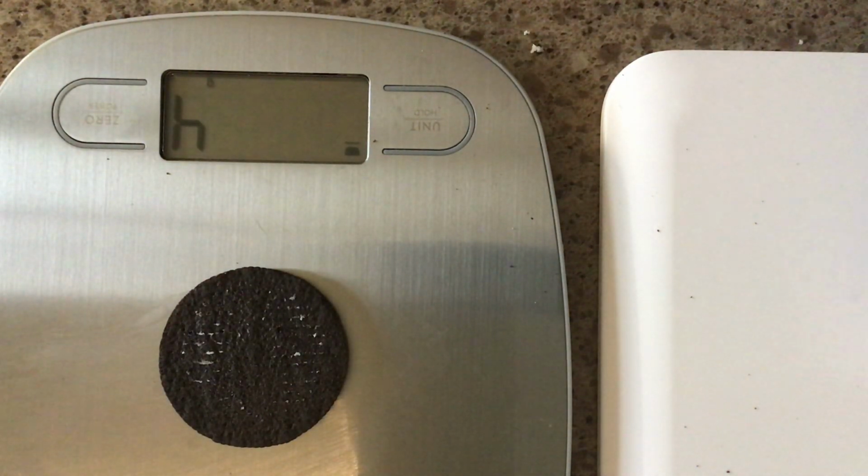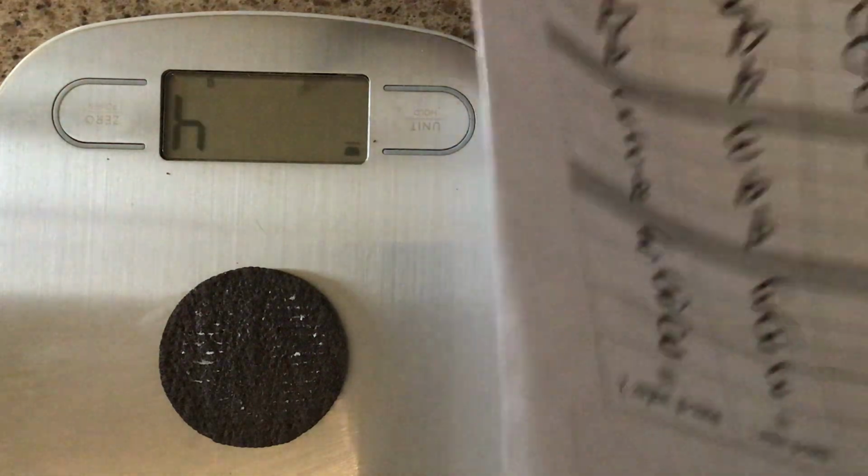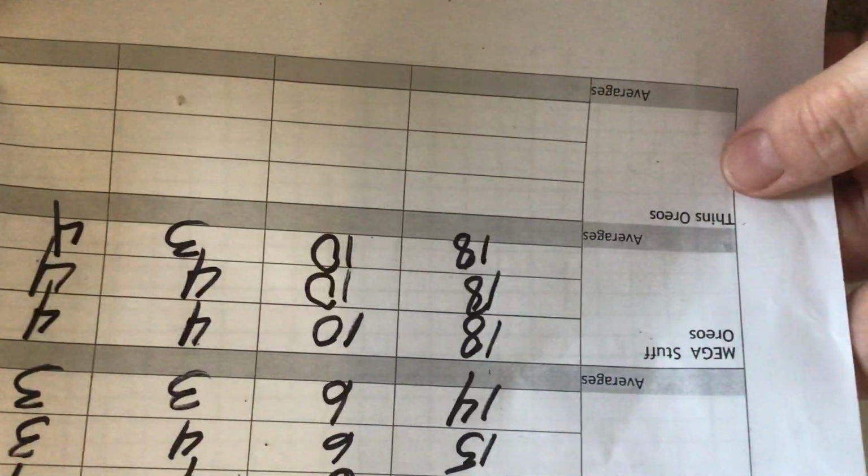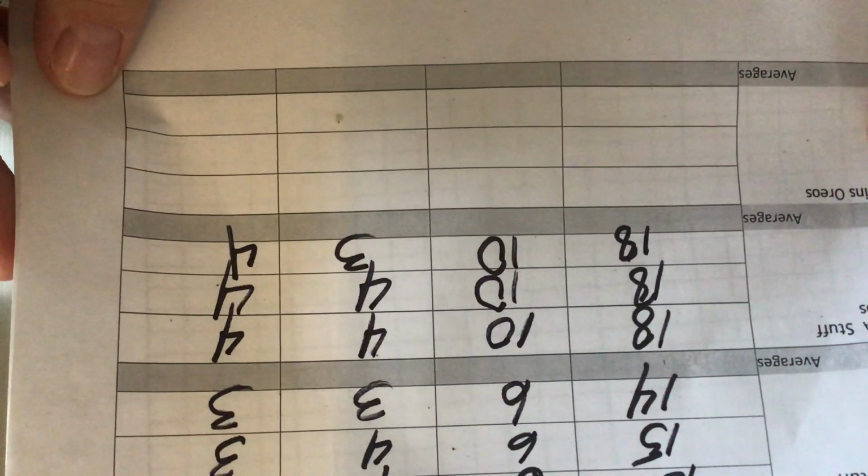All right, and this one I got 4. So again, it's a good thing we're taking averages. So for my Mega Stuf rows, this is what we have.